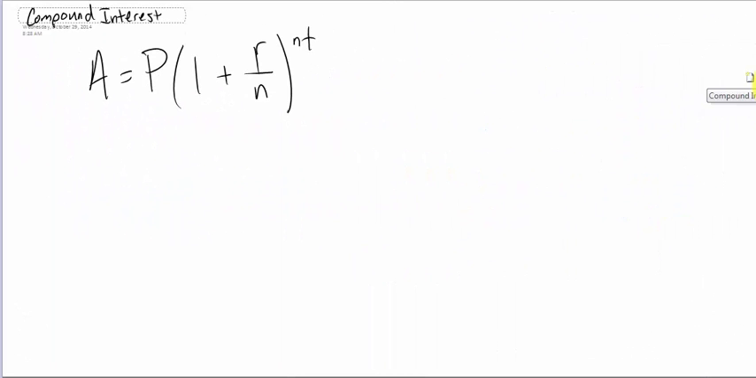Compound interest, another exponential growth decay kind of model. This formula looks a little bit different, but this thing right here is our growth factor. Now, why 1 plus R? Well, 1 plus R allows us to take 100% and add on, say, 4% interest, giving us 104% of what we had. Why do we have R divided by N, though?